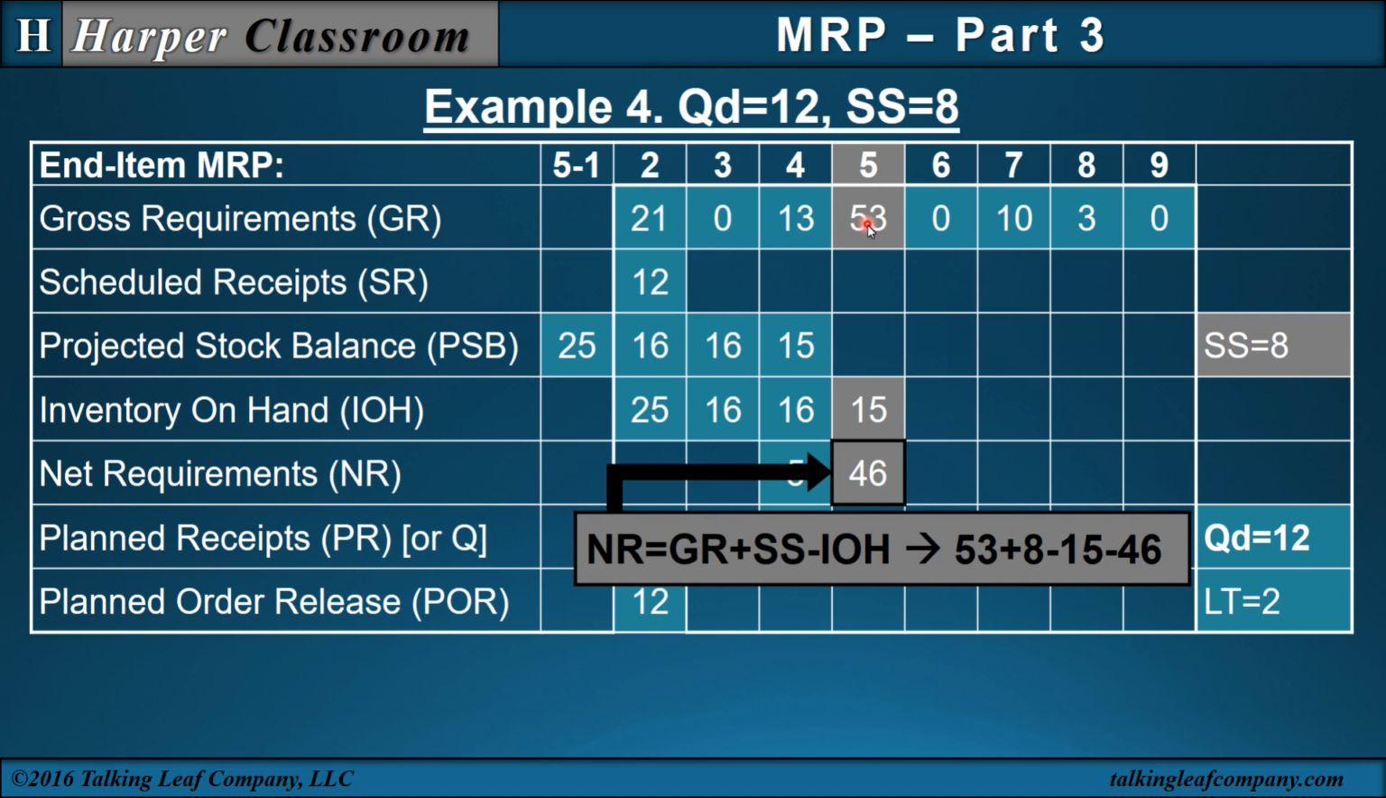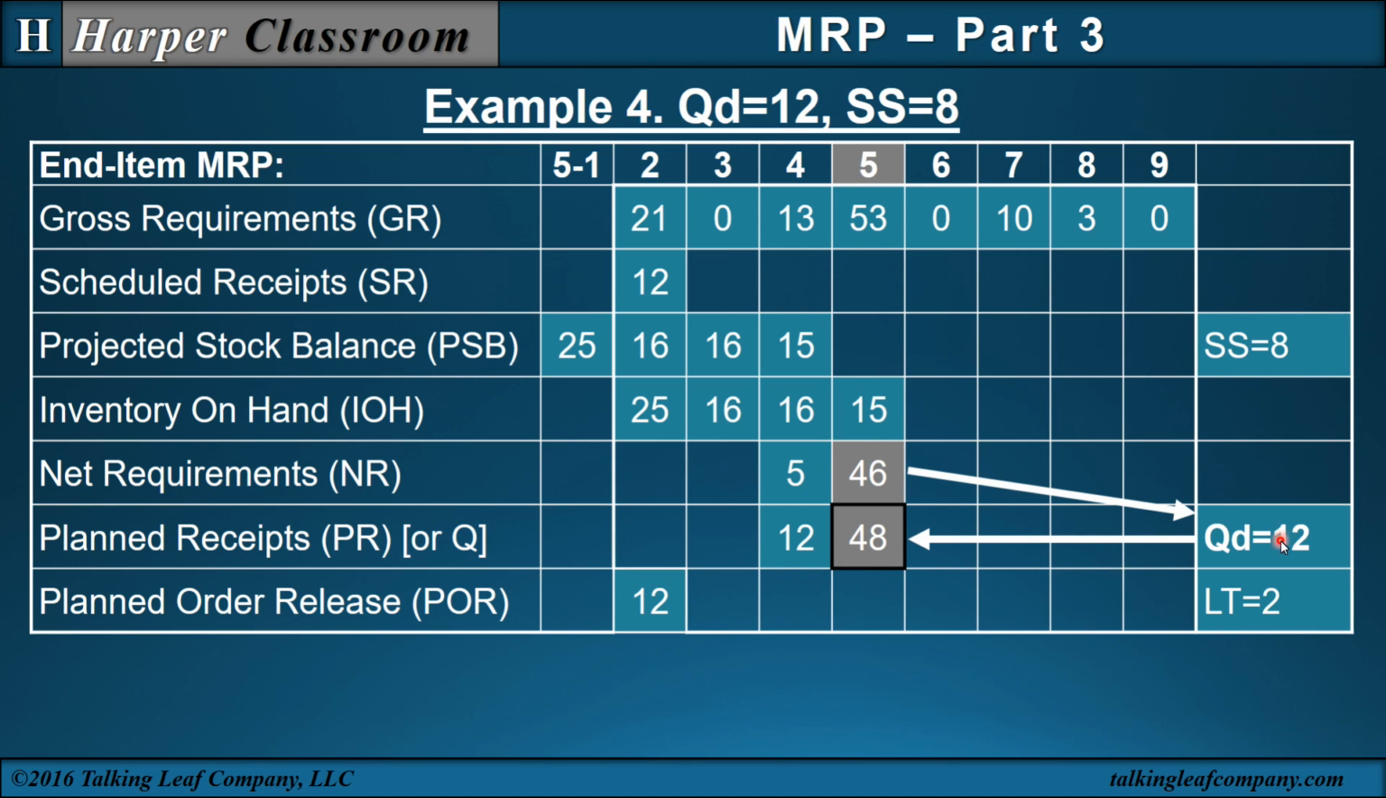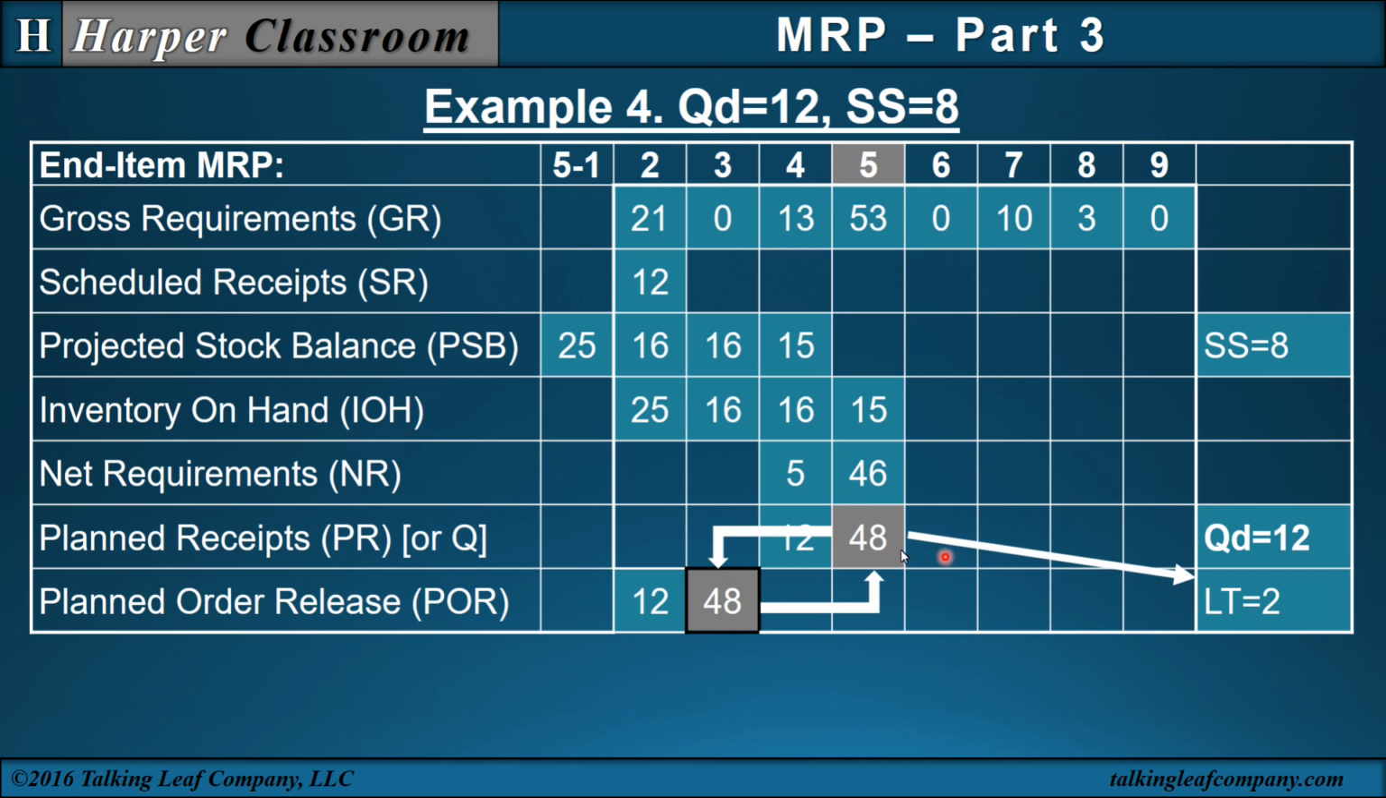I carry that over as the inventory on hand, but now I have a gross requirement of 53, safety stock of 8, inventory on hand of 15, so now my net requirement is going to be 46. I compare that with my fixed lot size discipline of 12, where I can only order 12, 24, 36, 48. 48 covers 46, so 48 becomes my lot size Q. Compare with my lead time 2, I come back 2 and have a planned order release of 48, which will generate a planned receipt of 48.